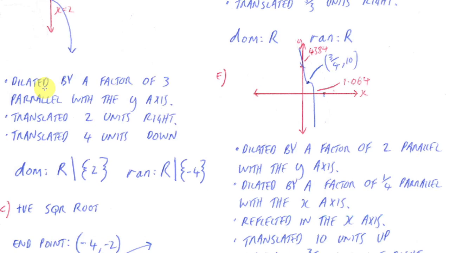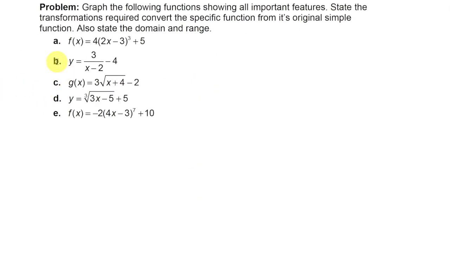So let's now take a look at the transformations. We're dilated by a factor of 3 parallel with the y-axis. There's no dilation factor along the x-axis. We are translated 2 units to the right, and we're translated 4 units down.